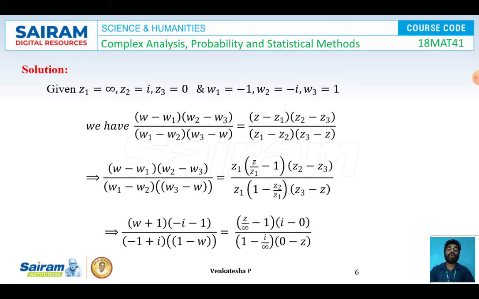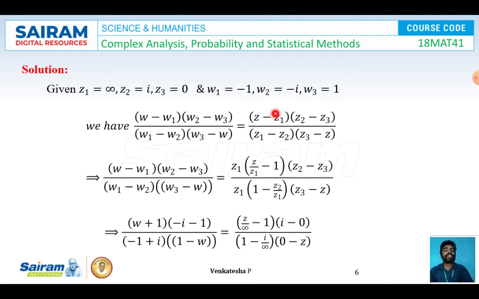So now I am going to replace the points z1 = infinity, z2 = i, z3 = 0, and w1 = -1, w2 = -i, w3 = 1 in the formula. And we have to note that after replacing z1 = infinity in the RHS, it will become infinity by infinity form. So to avoid infinity by infinity form, I am taking z1 as common factor from this equation.